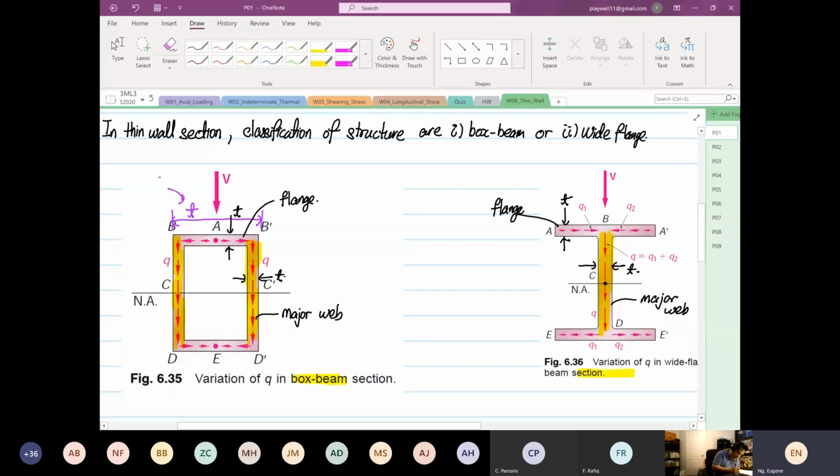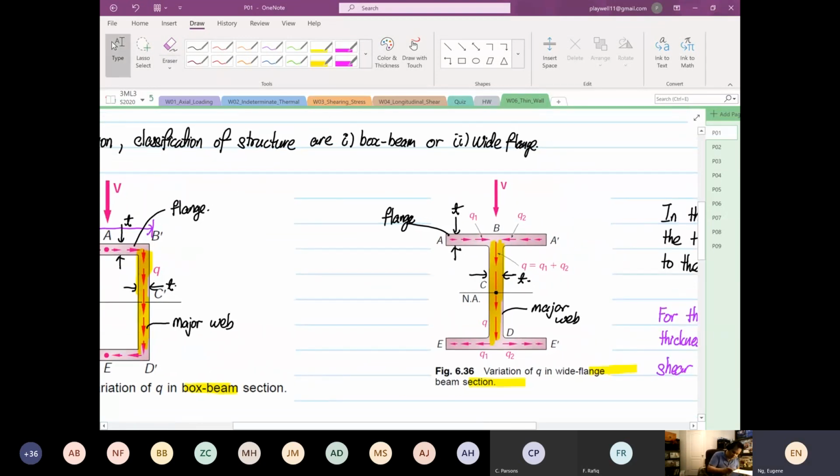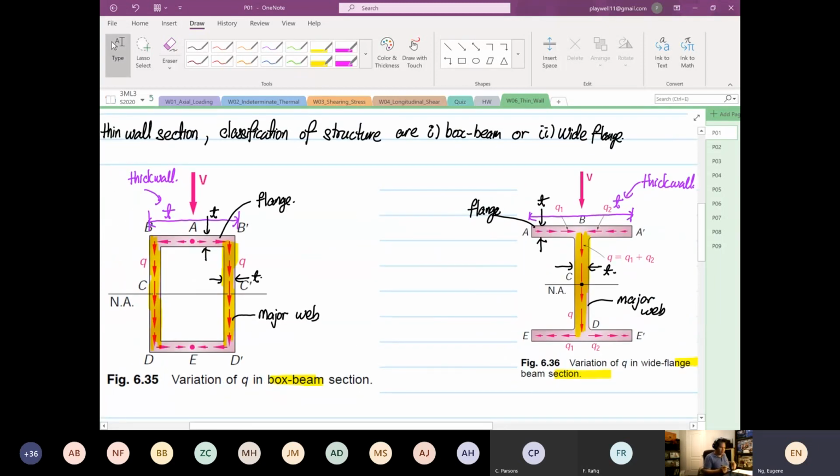The confusing part is the flange. In this case, at the flange, this is T, and this is for thick wall. Whereas when you come to the web, it's the same, whether it is thin wall or thick wall. This is the most important thing. What thickness you use? You use the wrong thickness, you're game over. So for thin wall analysis, the thickness is perpendicular to the shear flow. That's number one.